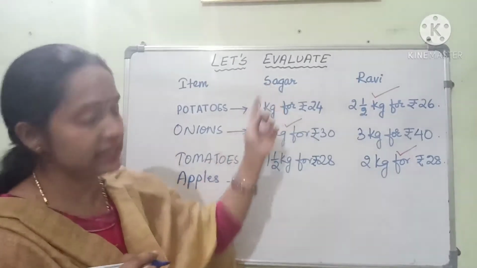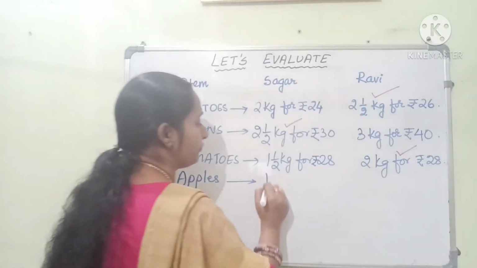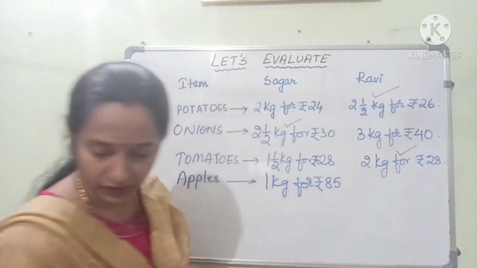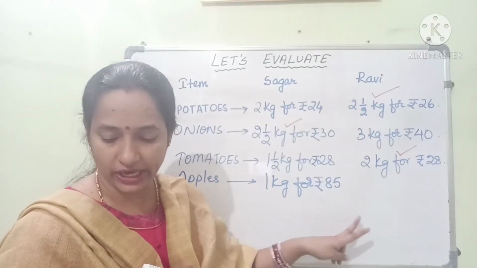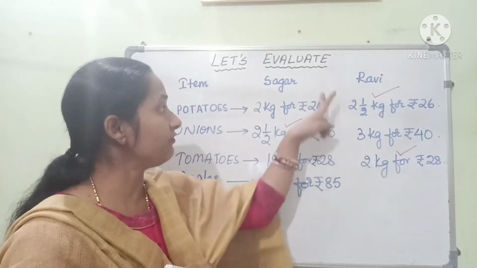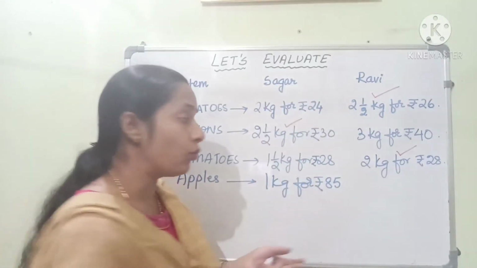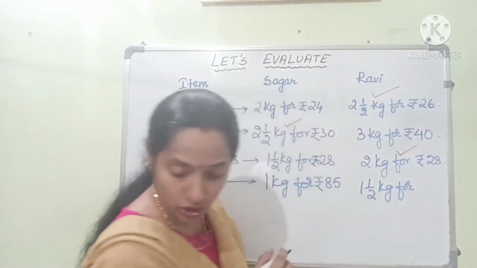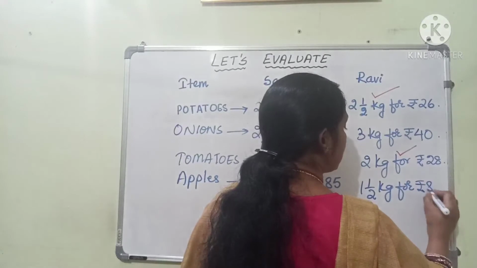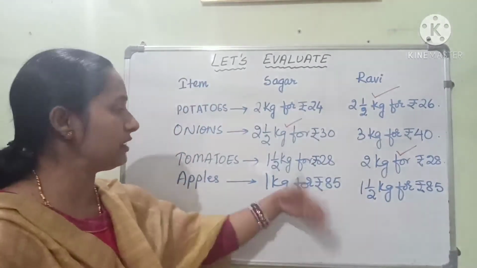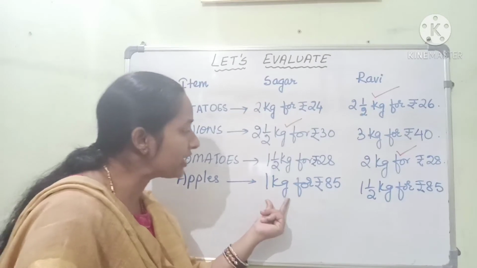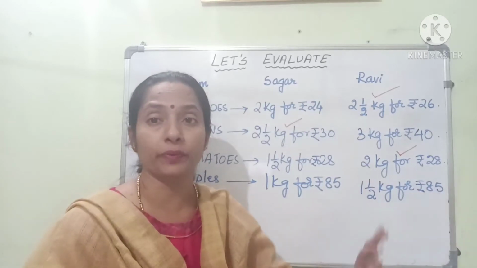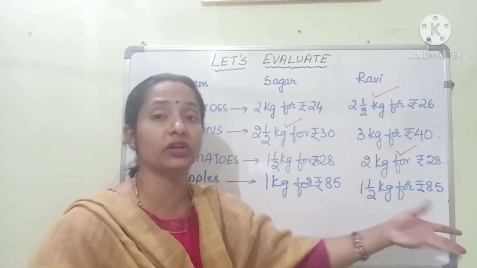Let's see. Sagar bought 1 kilogram of apples for rupees 85, whereas Ravi bought 1.5 kg for rupees 85. Now it is again the same as the previous case. Here you see only 1 kg he bought for rupees 85, but Ravi bought 1.5 kg for rupees 85. This means he bought half kg more for the same amount.